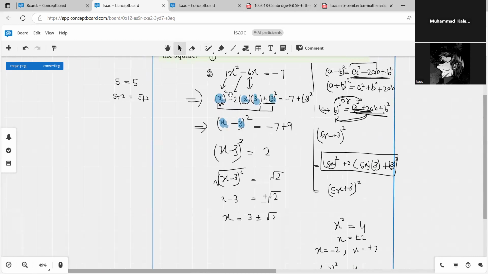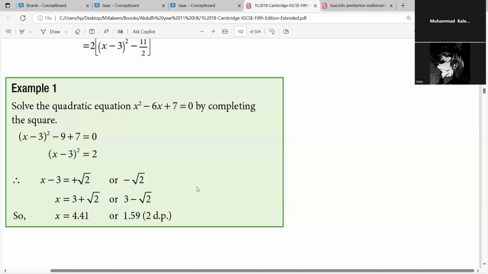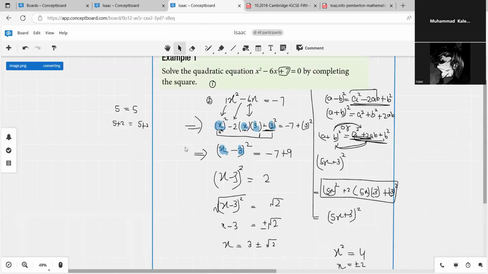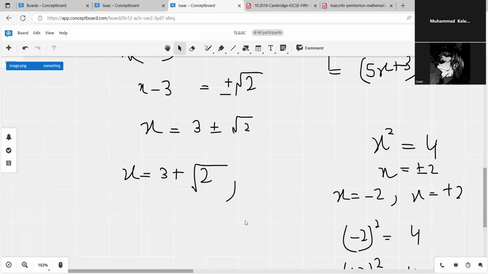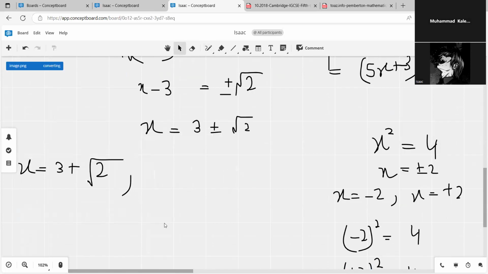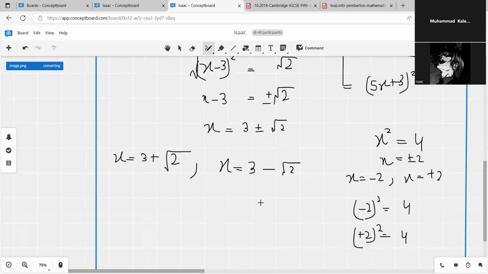Okay, let's verify the answer. It was an example. You can see once they are writing in addition, once they are writing in subtraction. So you will write this one like this, x is equal to 3 plus root 2, and once it will be written like this, 3 minus root 2. Okay. Yes. Okay, I understand. This is the answer.